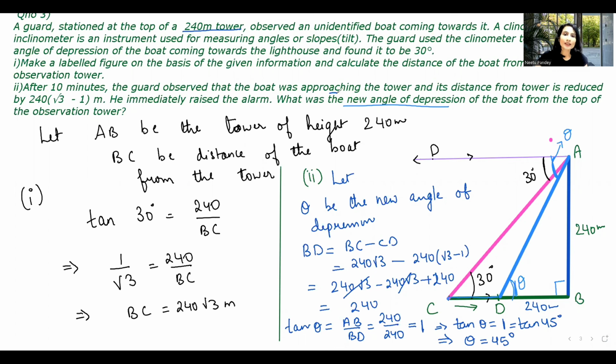It means the new angle of depression of the boat from the top of the observation tower will be 45 degrees. Okay, answer statement. Do write the answer statement. From here, you can start. The new angle of depression of the boat from the top of the observation tower will be 45 degrees. So this is the case study question. Important question. Whatever questions I have discussed, they have been included in the sample paper of this year exam. So do practice these questions. You don't know, it may click and these questions may come in a paper.